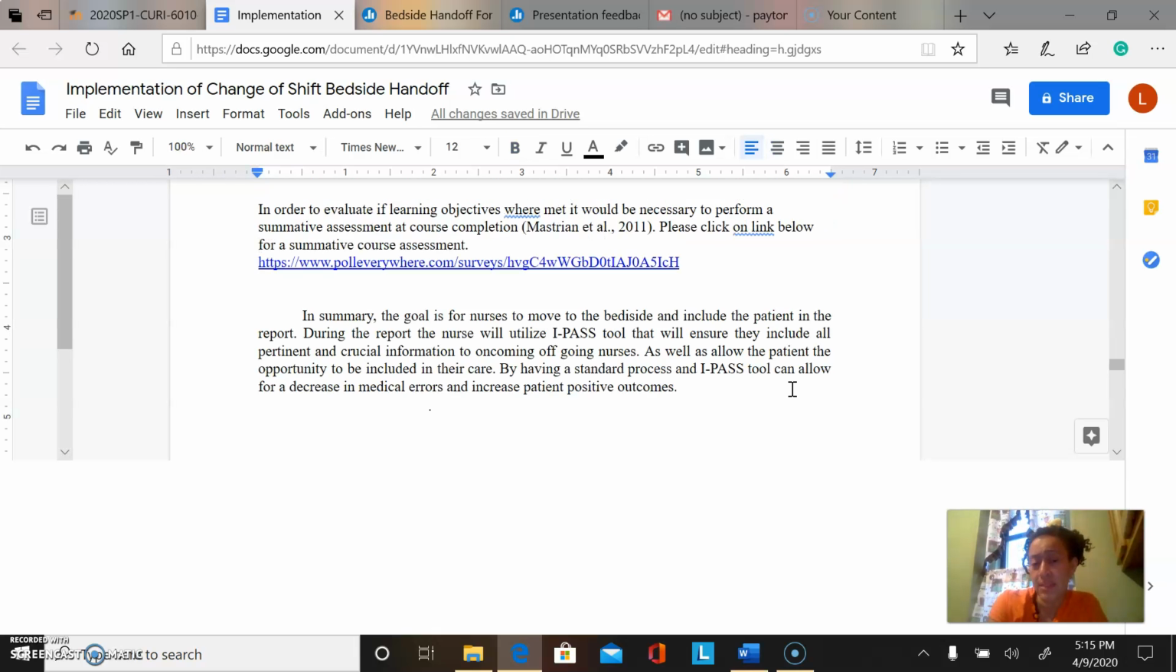But once again, I just want to say in summary, the goal of this project is to move nurses away from the nursing station into the patient's room, including the patient, so that we can ensure safe communication and the use of the iPath handoff tool.